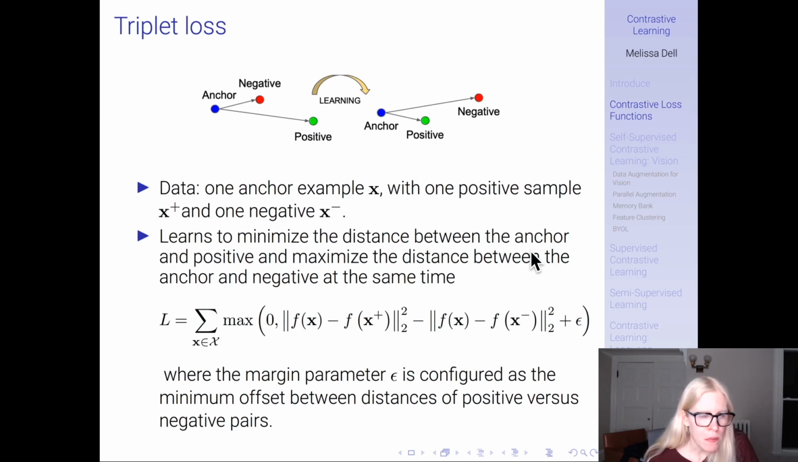Where, again, you have this margin parameter that's configured to be the minimum offset between distances of positive pairs versus negative pairs. And that's a hyperparameter that you'll need to choose.